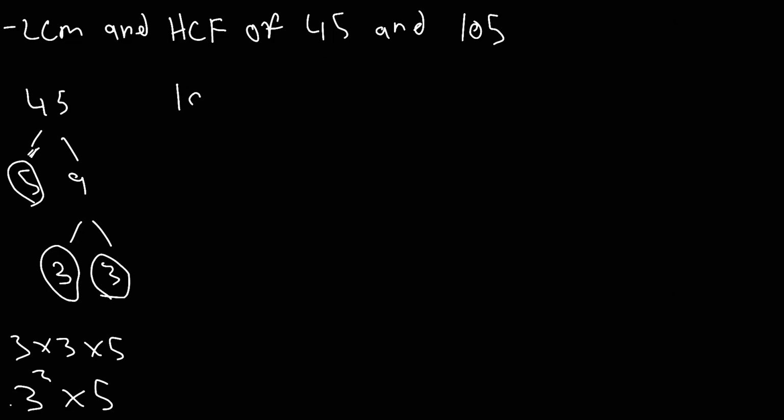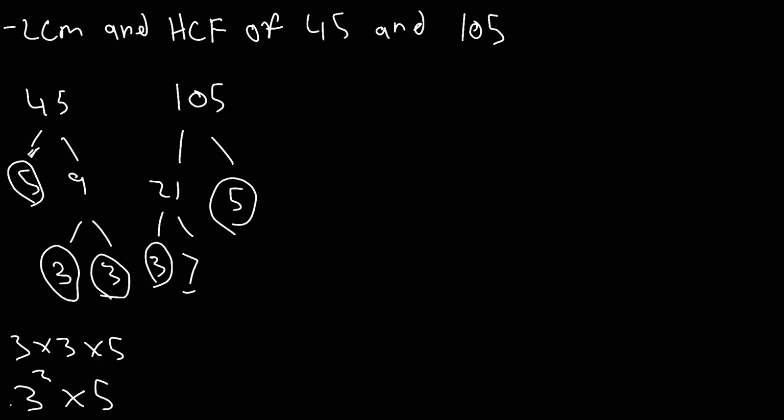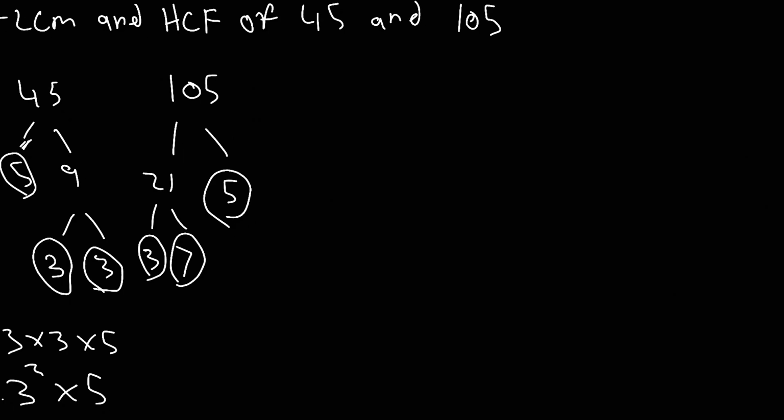As for my 105, I can split this up into 5 and 21. This 5 over here is a prime number, so it would be circled. And then my 21 can be split into 7 and 3, and both of these are prime numbers. So my product of prime numbers would just be 3 times 5 times 7.